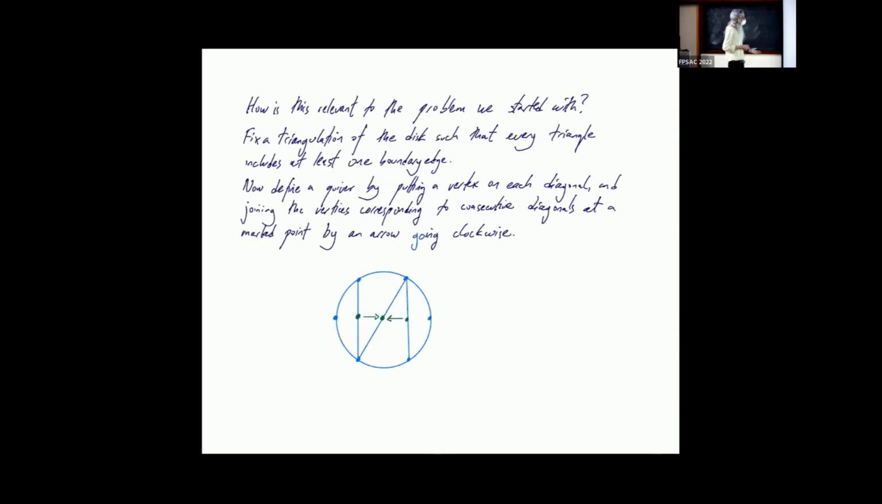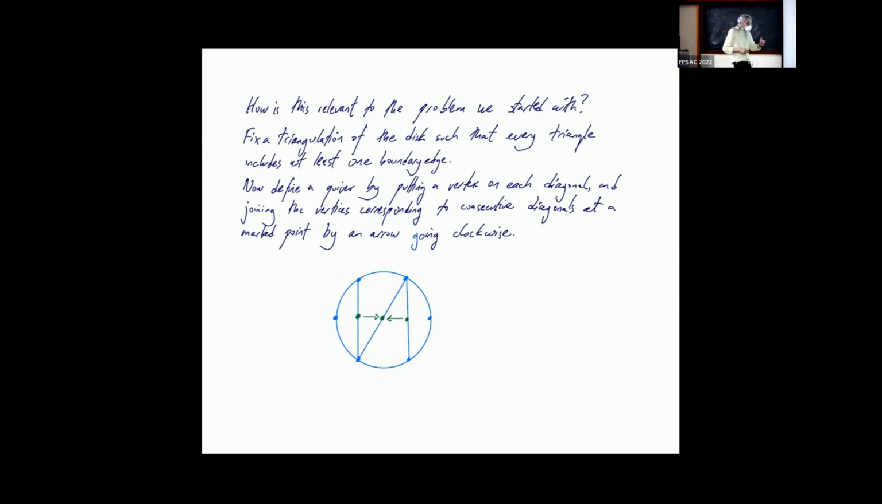So what's the connection to the problem we started with? Well, fix a triangulation of the disk such that every triangle includes at least one boundary edge. Here I'm drawing a triangulation using the marked points that I started with. I have these marked points that were there from the beginning, and I'm using them to divide the disk up into triangles. And I'm just insisting that every triangle include a boundary edge. So this guy has a boundary edge. This guy has two boundary edges. That's fine. But I want everybody to have at least one boundary edge.